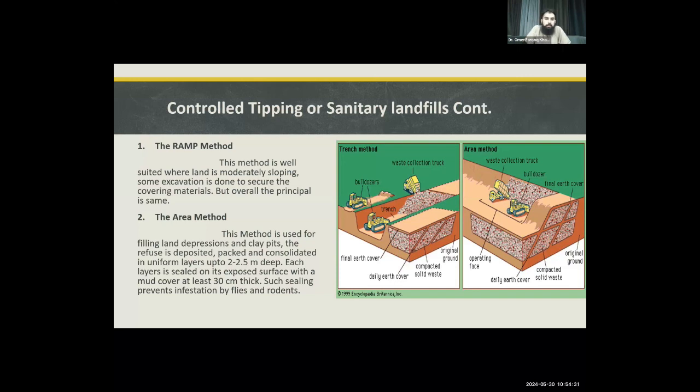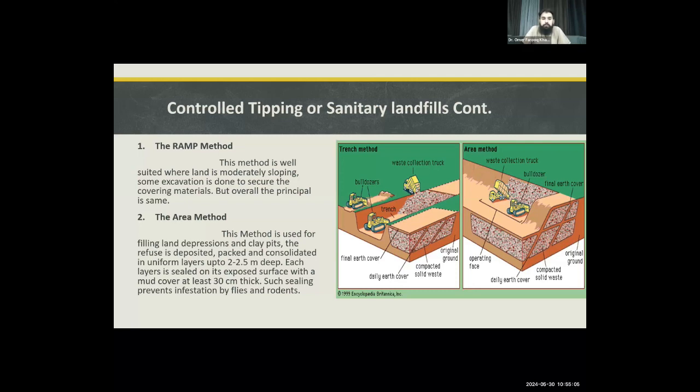And then there is the area method. This method is used for filling land depressions and clay pits. The refuse is deposited, packed, and consolidated in uniform layers up to 2 to 2.5 meters deep. Each layer is sealed on an exposed surface with a mud cover at least 30 centimeters thick. Such sealing prevents infestation by flies and rodents. So basically, all of these are landfill methods. All of these are sanitary landfills, but there are different techniques according to the conditions of the land or area.